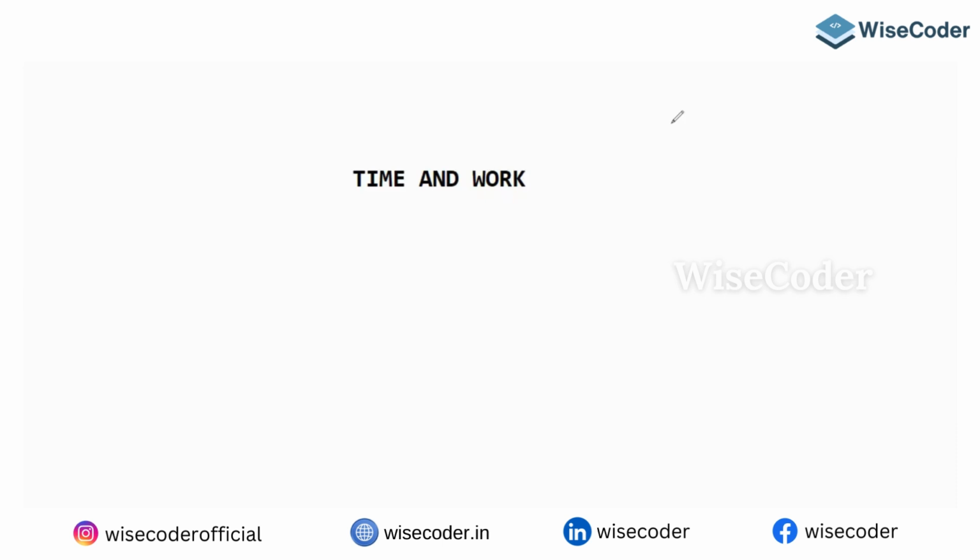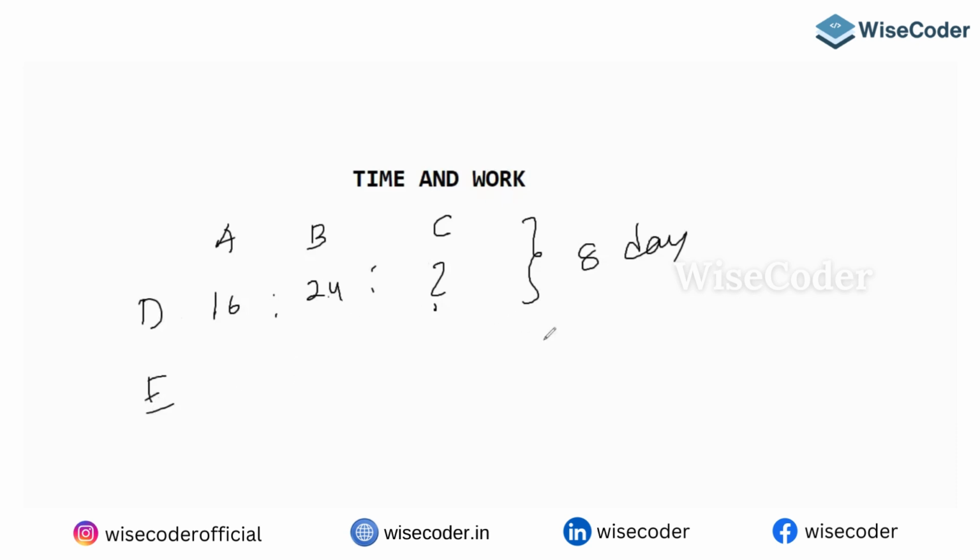Guys, you need to understand, if we do it in a regular way, it will take a lot of time to calculate. There are two persons, let's say A and B. A is taking 16 days, B is taking 24 days. With C, they completed the total work in 8 days. I don't know C's efficiency. If I knew it, the job would be very easy.